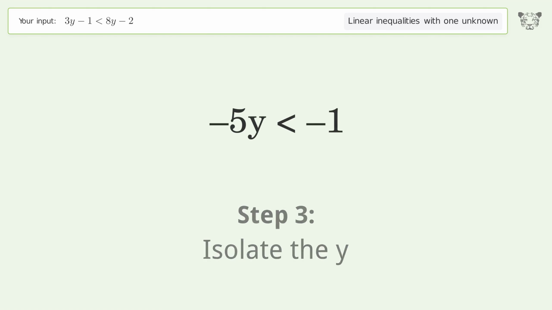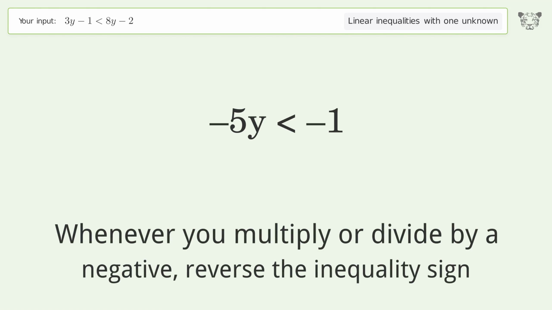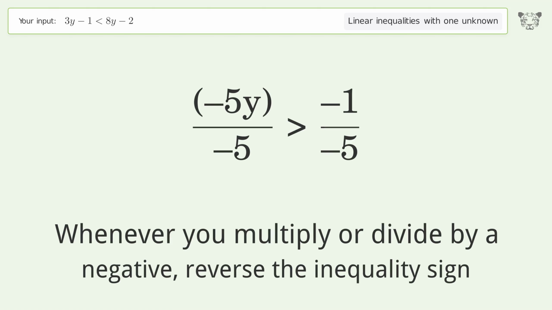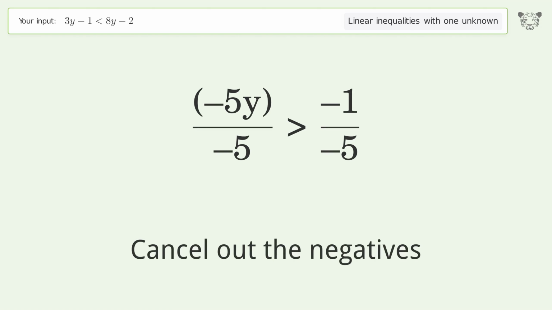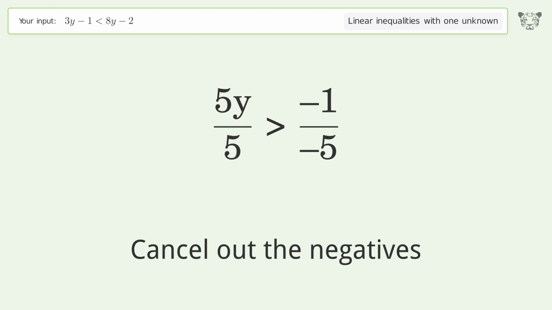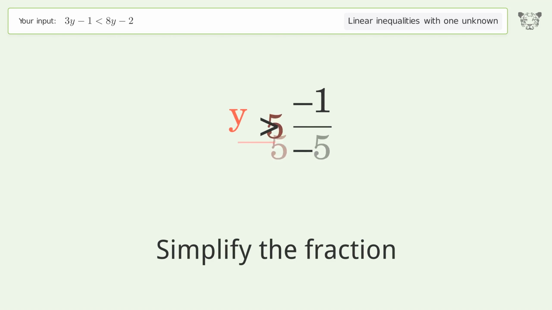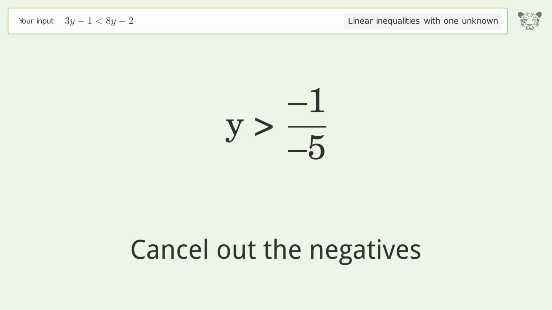Isolate the y. Divide both sides by -5. Whenever you multiply or divide by a negative, reverse the inequality sign. Cancel out the negatives. Simplify the fraction. Cancel out the negatives.